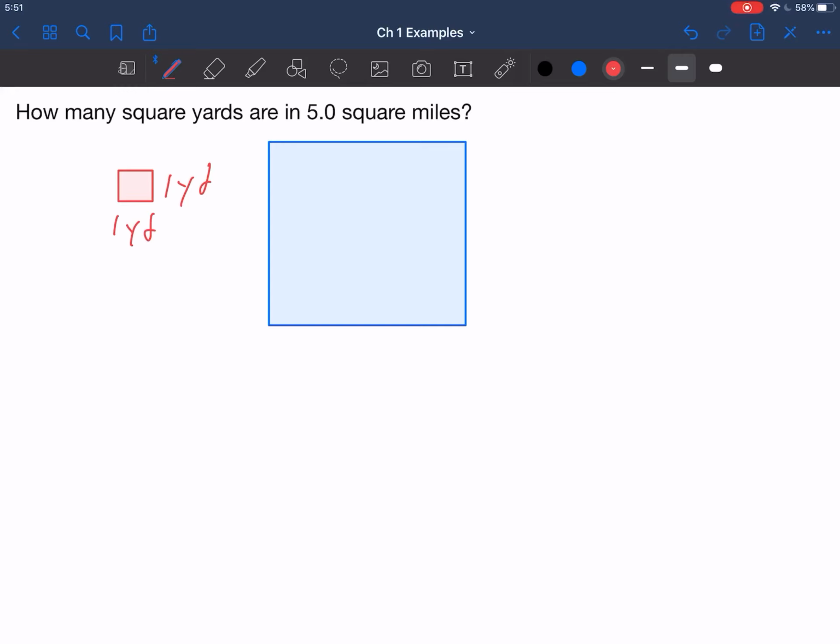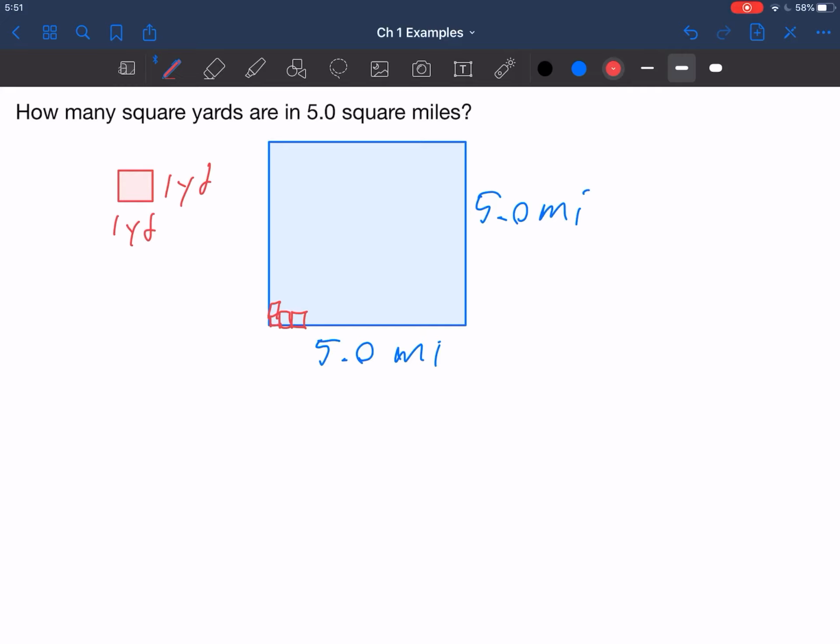Now what about 5 square miles? Well, that's a much bigger area. It's the amount of area taken up by a square where both sides of the square are given by 5.0 miles. So this question is asking how many times we can fit one of these little red boxes inside this blue box, right? Obviously I haven't drawn this to scale. You can fit a lot of square yards in 5 square miles. 5 square miles is a really big area.